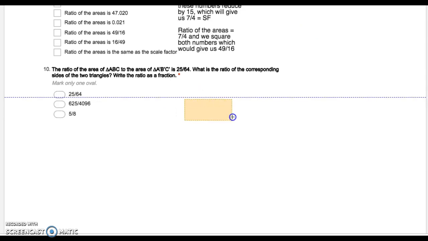All right, number 10. The ratio of the area of triangle ABC to the area of the image ABC is 25 over 64. What is the ratio of the corresponding sides of the two triangles? Well, we know that in order to get the ratio of area, you have to square both numbers, just like we did in the one above. So where would 25 over 64 have come from?